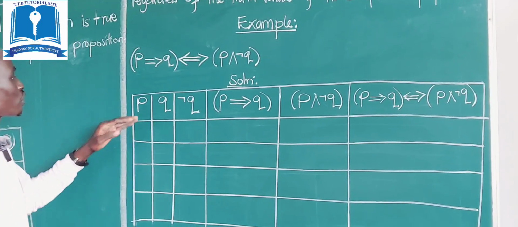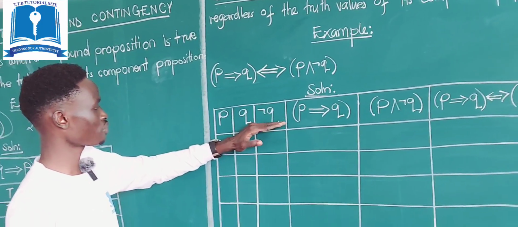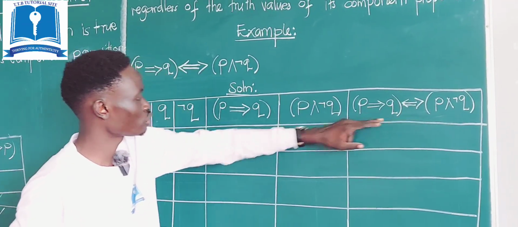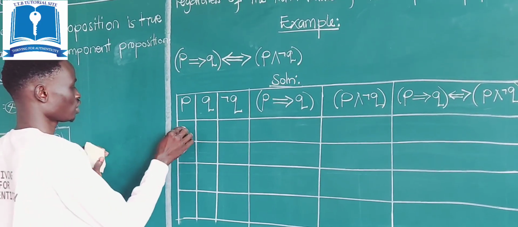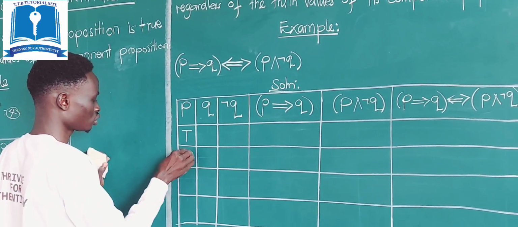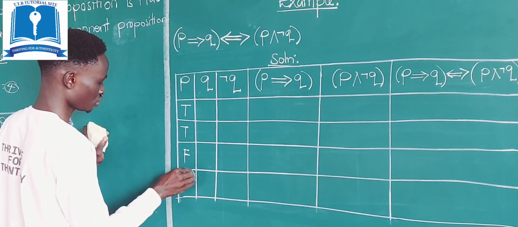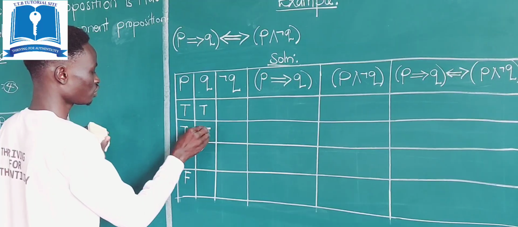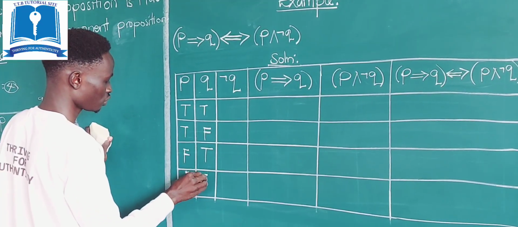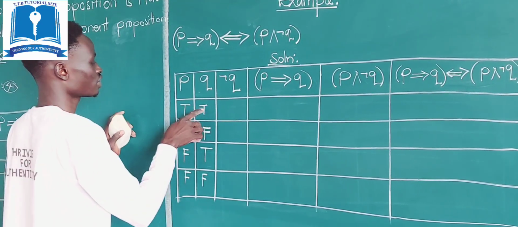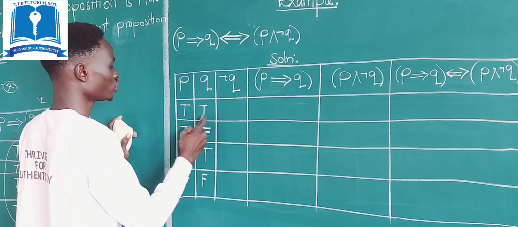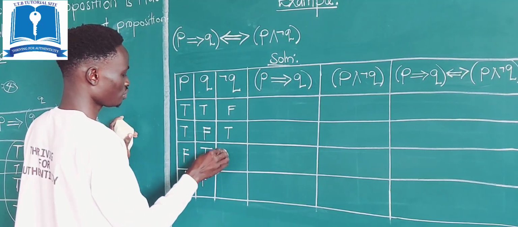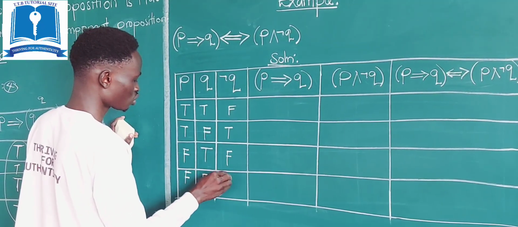So now after representing every statement in this table format, you can solve each of them until you get the statement you're looking for. So now here we are going to have true, false. Then here we are going to have true, false. Then here we have negation, meaning the opposite. The opposite of true here will be false. The opposite of false will be true.